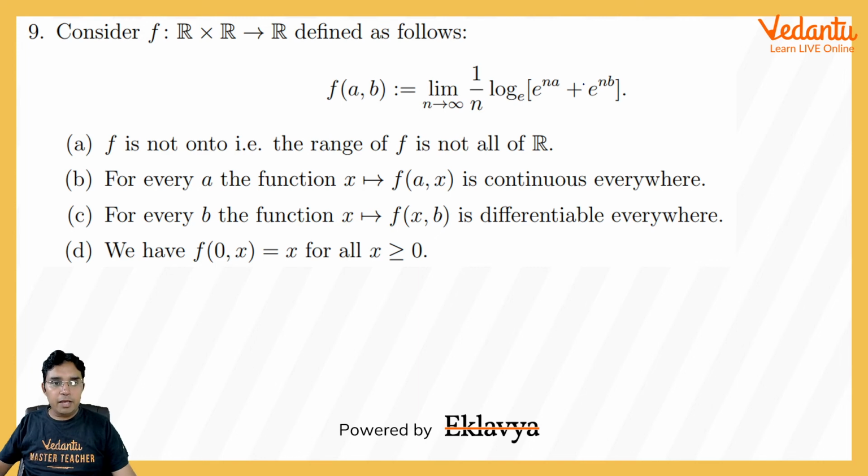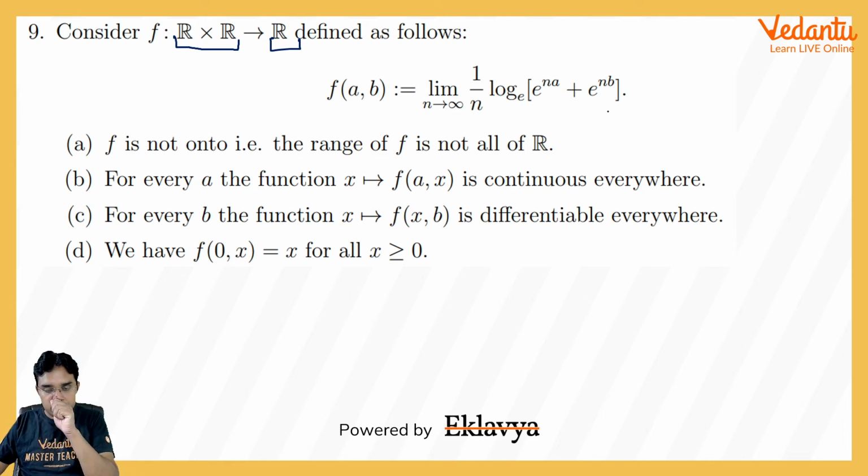Please see. Here we are given f from R to R. So the domain of this is actually the Cartesian product of two sets, R and R, and the codomain is R here, and this is defined as (a, b) going to f of (a, b) equal to the limit as n approaches infinity of 1 upon n log, natural log, of e to the power n a plus e to the power n b. Okay, now everybody please listen carefully to how this question can be done directly.